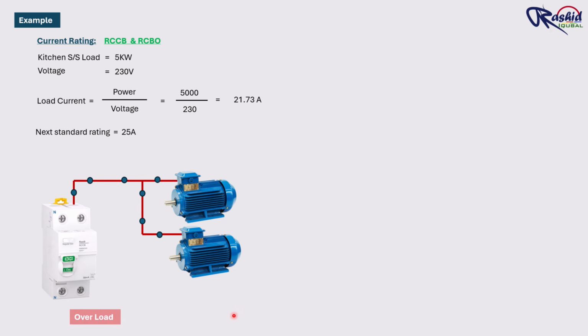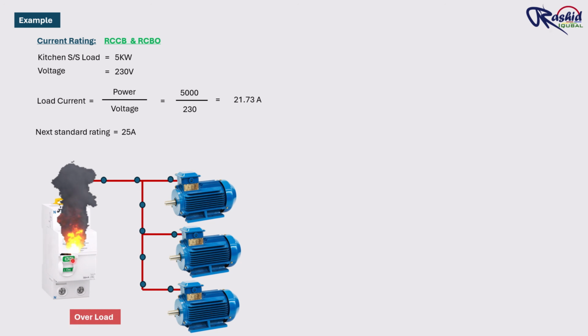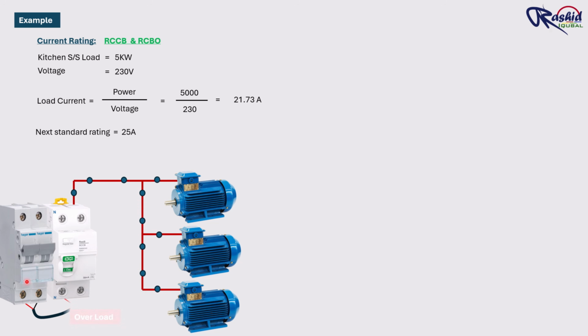As the load increases beyond the RCCB rating, its internal contacts start heating. But the RCCB will still not trip because it is not designed for overload protection. If this continues, the RCCB may get damaged. That is why the RCCB rating should always be equal to or higher than the load current. And this is the reason RCCB is always installed together with MCB.